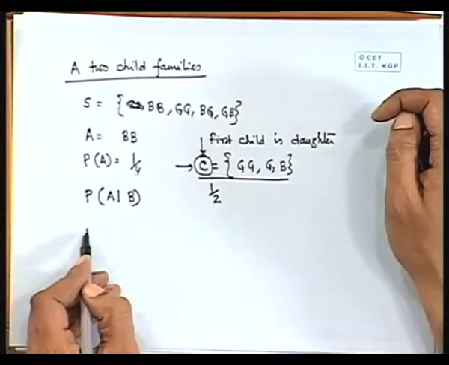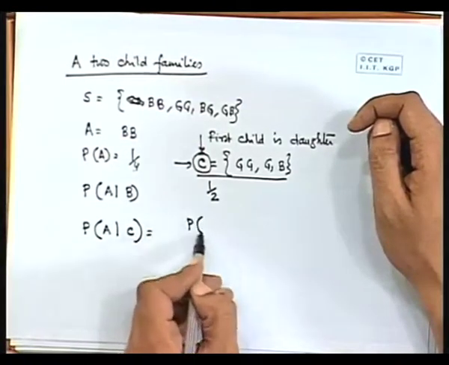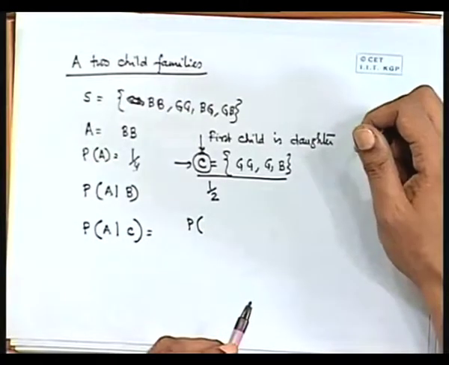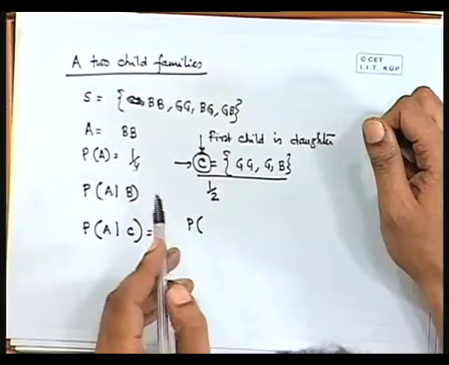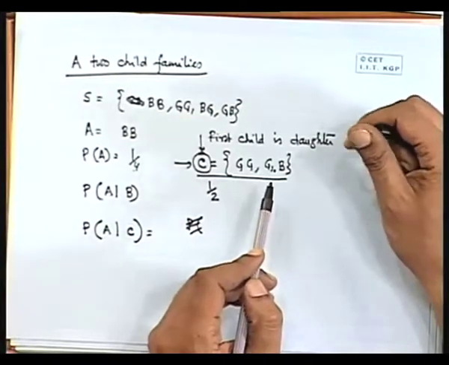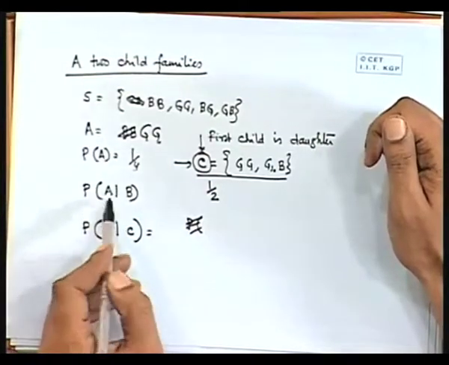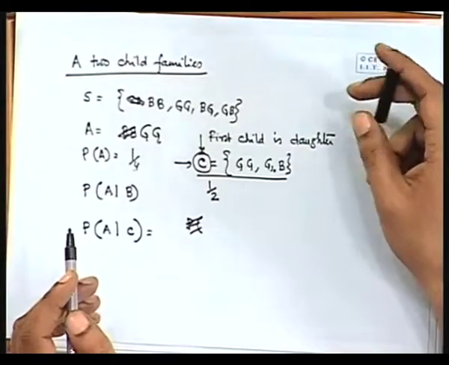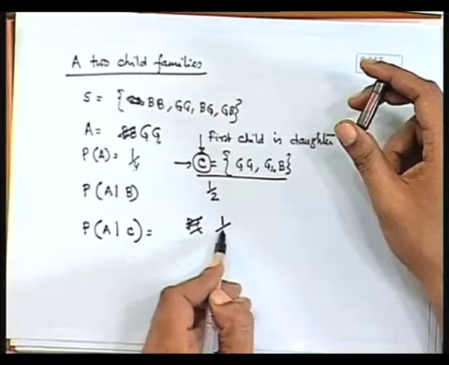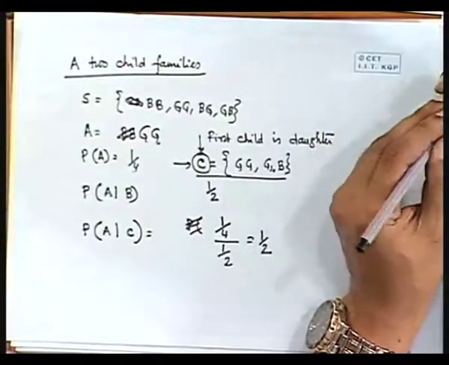So now we can say, what is the probability of A given C? It is probability of, no, we are talking about GG, right? So what is the probability of A given C? So it is what? It is 1/4 divided by half, which is equal to half. So the probability of getting two daughters, given that you already have one daughter, is half, as we said.